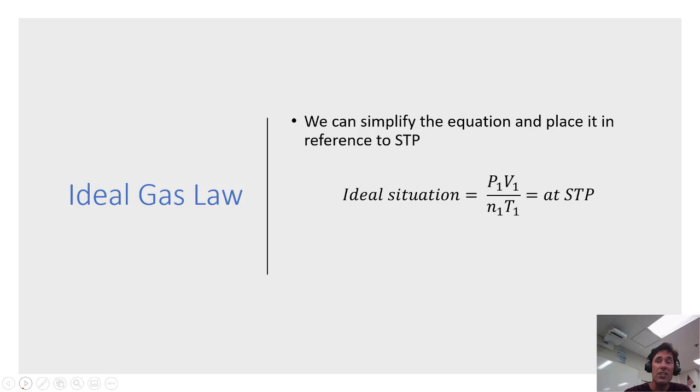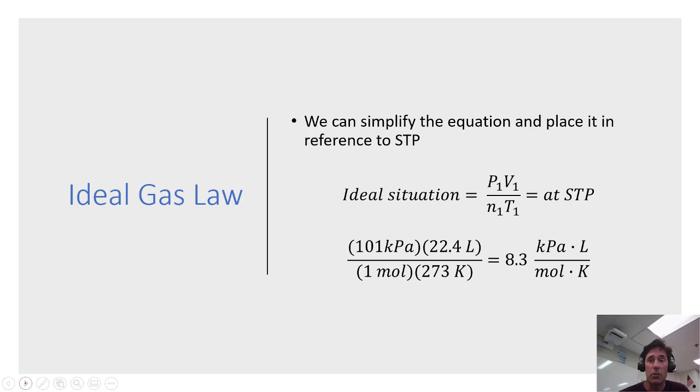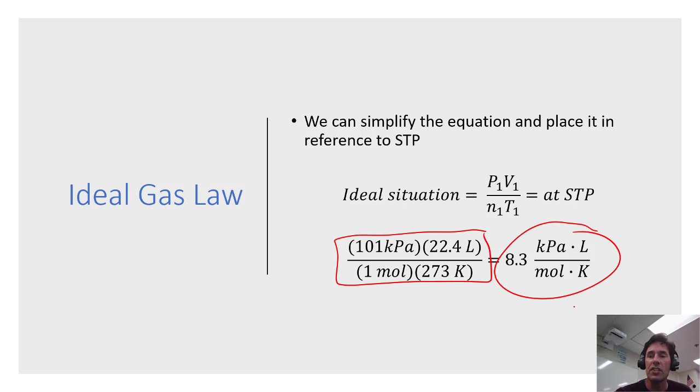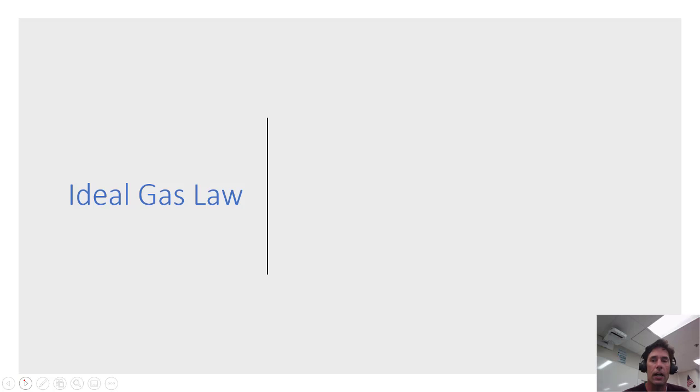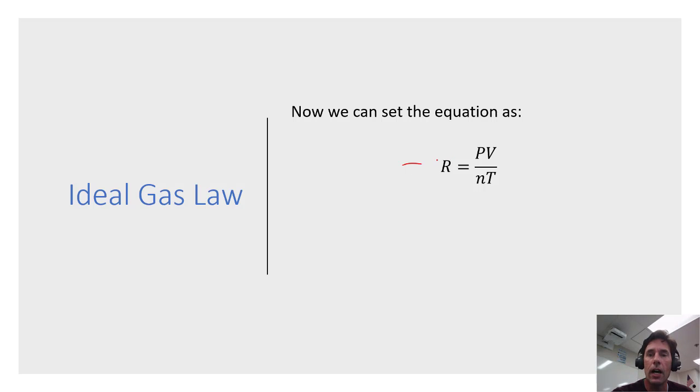So if we make one side of the equation in an ideal situation, it always comes out to this value right here, which is, oh yeah, a constant, folks. This is the ideal gas constant. That's what we call this, the ideal gas constant. So now we have R, which represents the ideal gas constant. That's what R is.